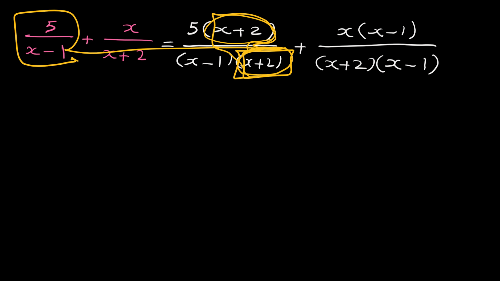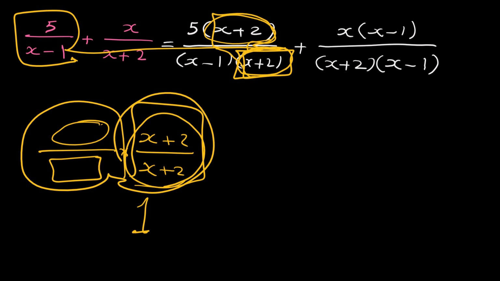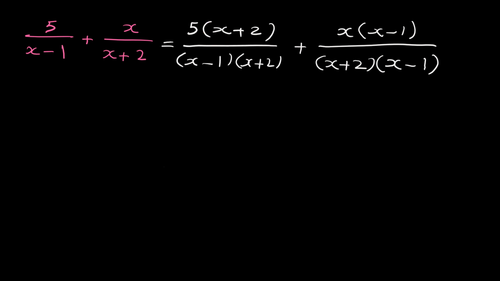this fraction by 1. Attention, when you multiply the numerator and denominator of an expression by the same expression, like x plus 2 over x plus 2, the value of this fraction is 1, and multiplying anything by 1 doesn't change the original value of that expression. That's the reason that we have to multiply numerator and denominator by the same expression.